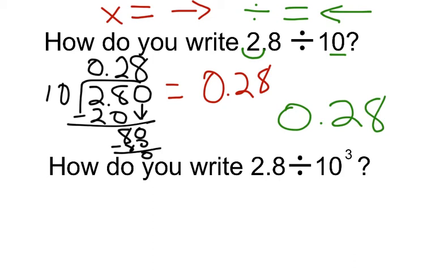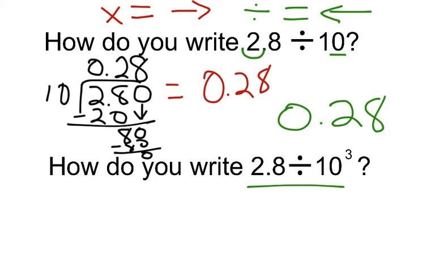Multiplication also works with division, but instead of moving the decimal to the right, you move it to the left. So my question is, of course, how do you write 2 and 8/10 divided by 10 to the third power, which is another word for 1,000?